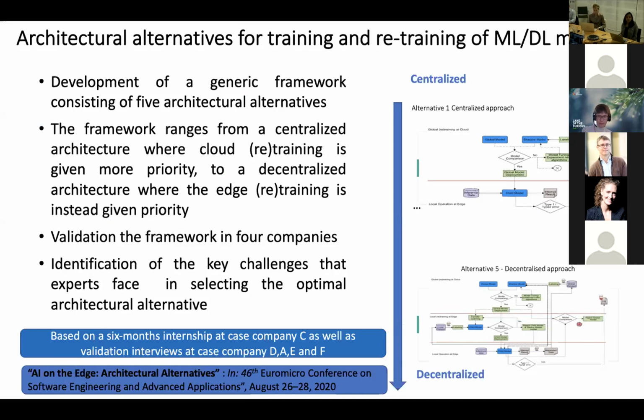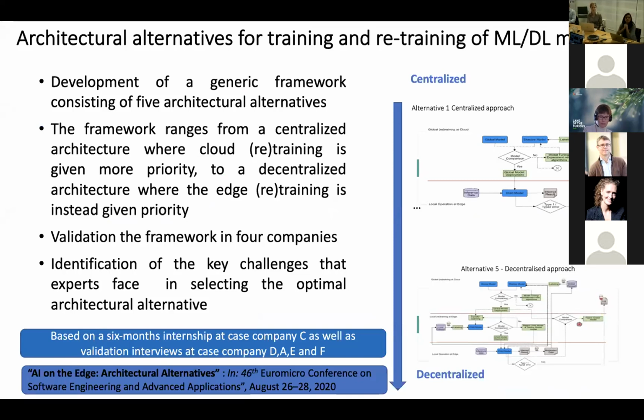In that particular company, I spent 2 days per week for 6 months, and we dealt with the development of a generic framework consisting of 5 architectural alternatives. The first architectural alternative is a more centralized approach, where everything happens at the cloud and just inference at the edge. When you move from centralized to decentralized architecture, in the final stage, everything happens at the edge. In the middle, you have a mix of centralized and decentralized architecture.